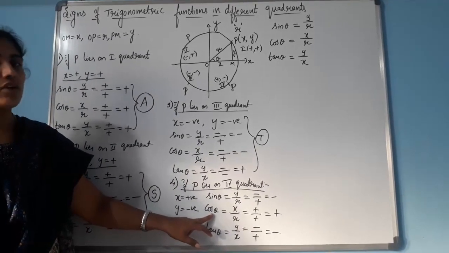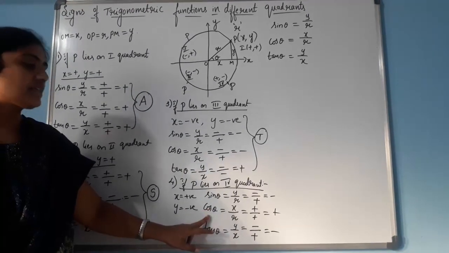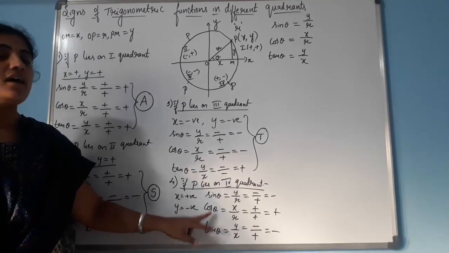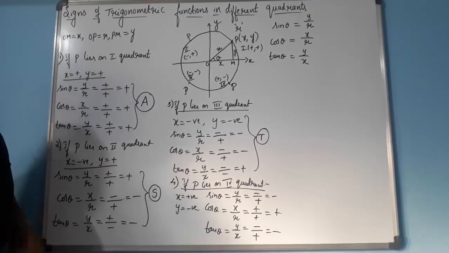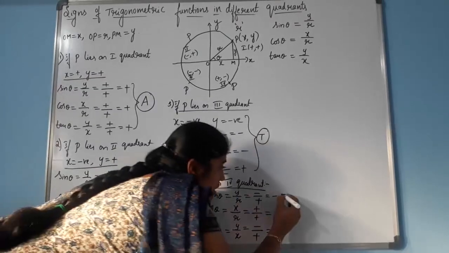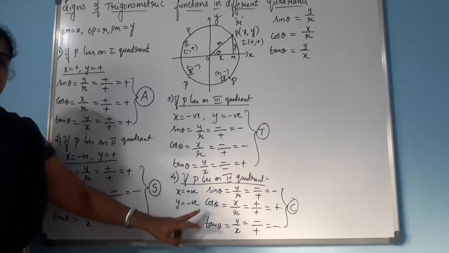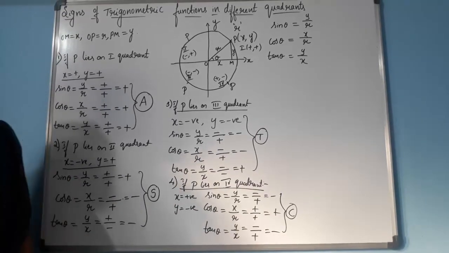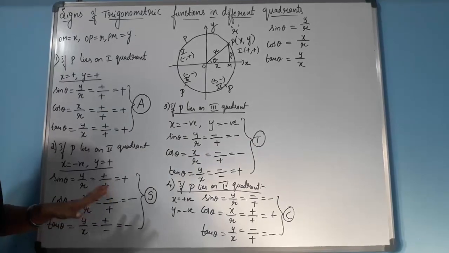So take the reciprocal of that also. Cos theta's reciprocal is secant theta. Cos theta and secant theta are positive, and the remaining four trigonometric ratios are negative. Okay. So in fourth quadrant, only cos and secant are positive, other trigonometric ratios are negative. So this is about the sign notation.